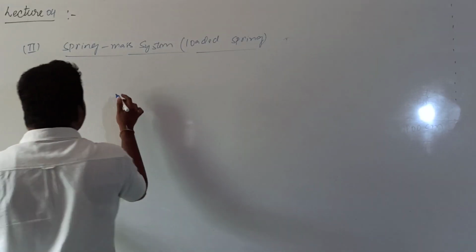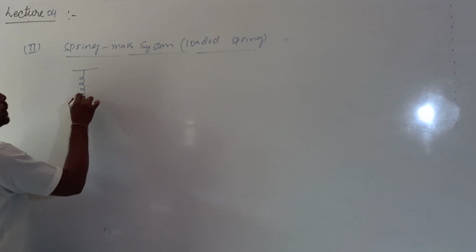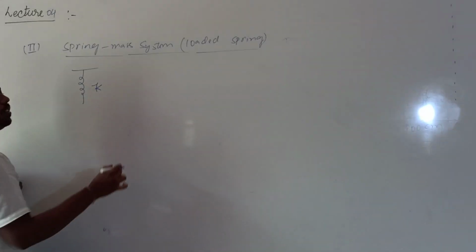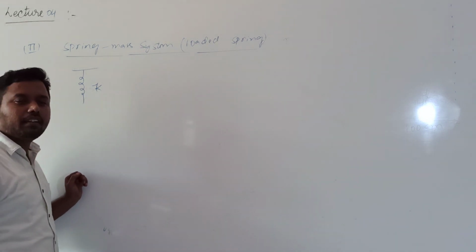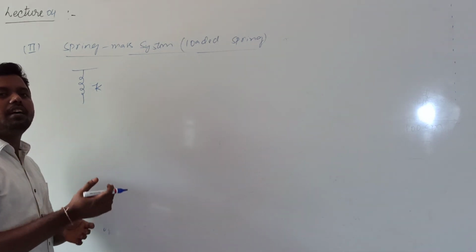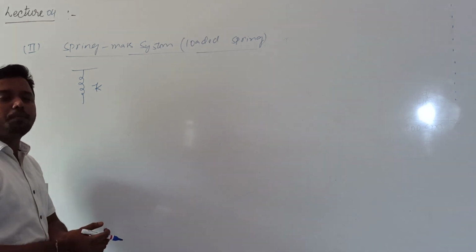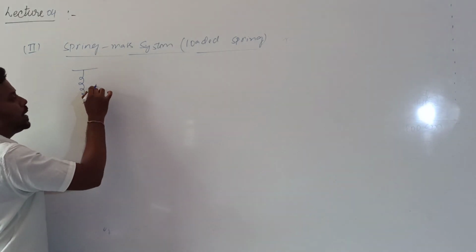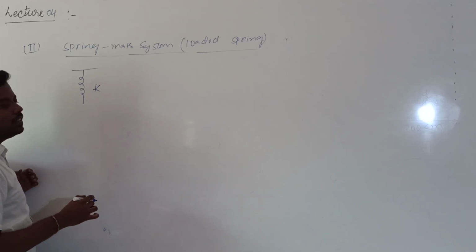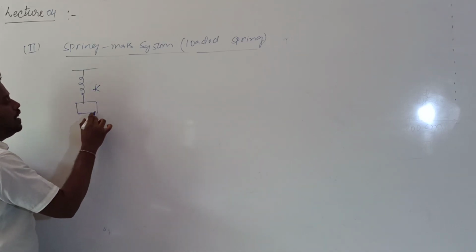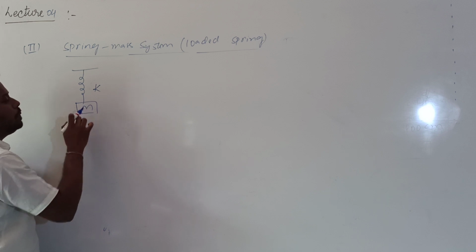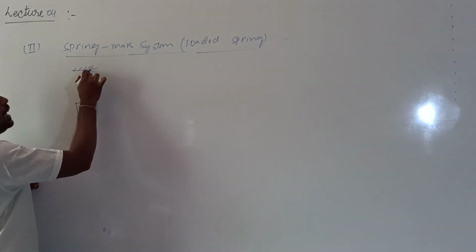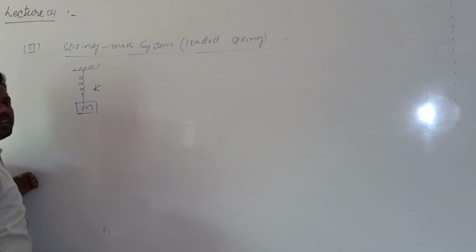Now let us see. Let me consider one spring of spring constant k. Spring constant tells us regarding the stiffness of the spring. Whenever a spring's constant value is more, it means spring strength is more. Whenever spring stiffness value is less, it means spring constant value is less. Let me consider one block of mass capital M attached to the spring of spring constant k. The other end of the spring is connected to a rigid support.